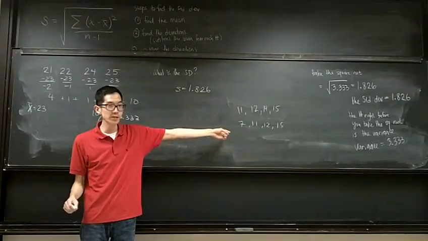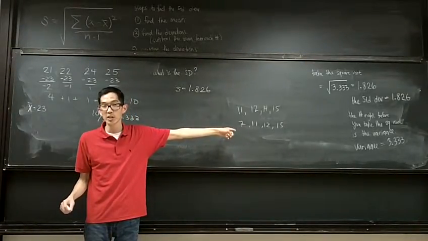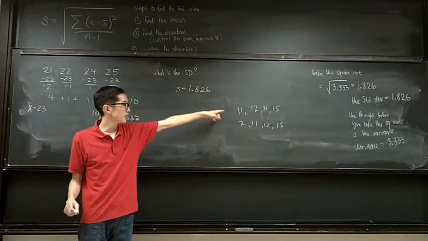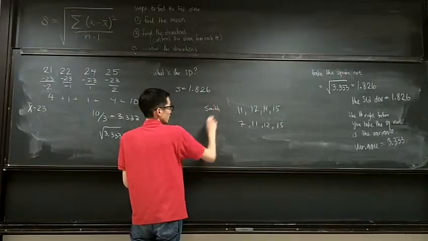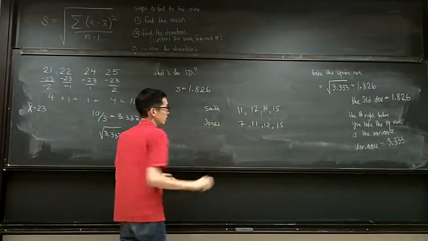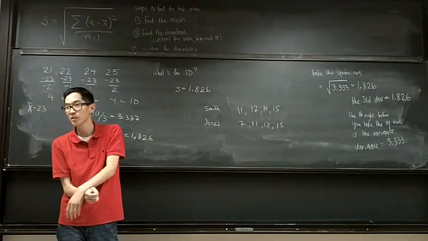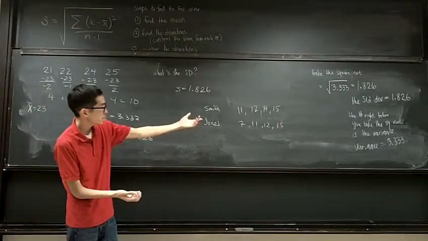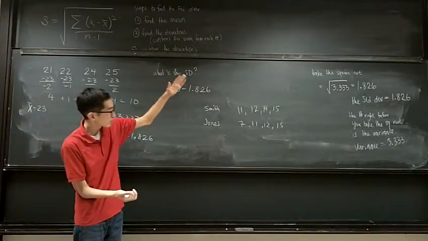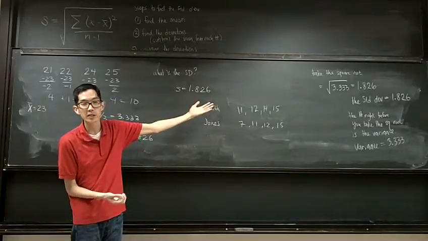If we found the standard deviation of this family, would they have a larger or smaller standard deviation than this family? So let's say this was the Smith family, and this is the Jones family. Which family has the larger standard deviation? Jones family, right? Because the standard deviation tells us about the spread, okay?